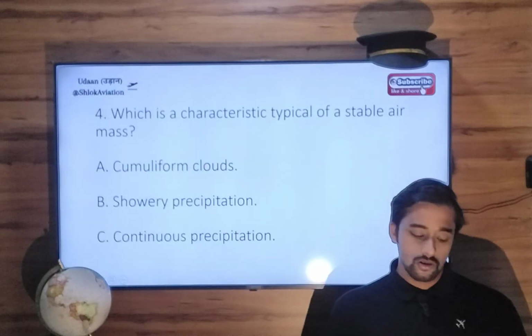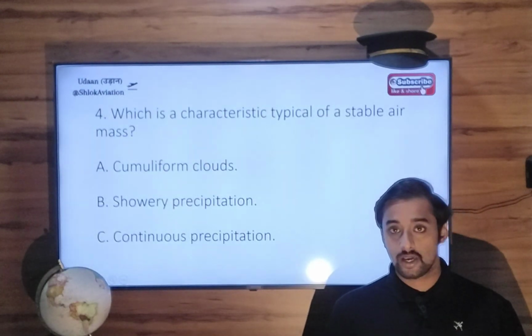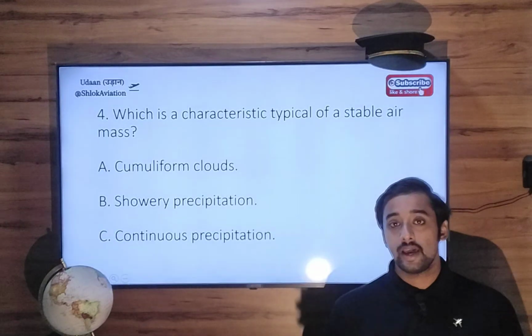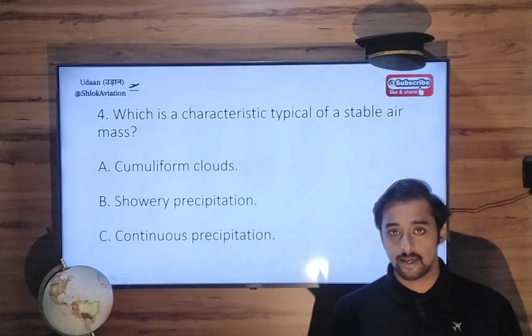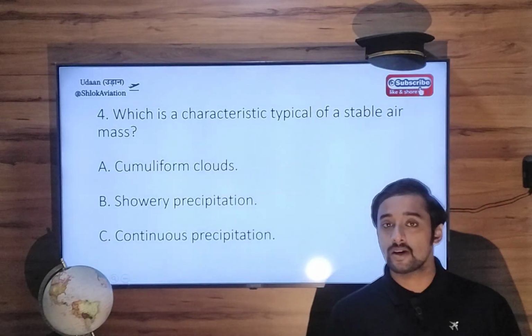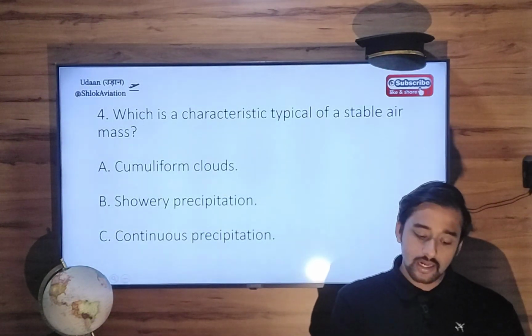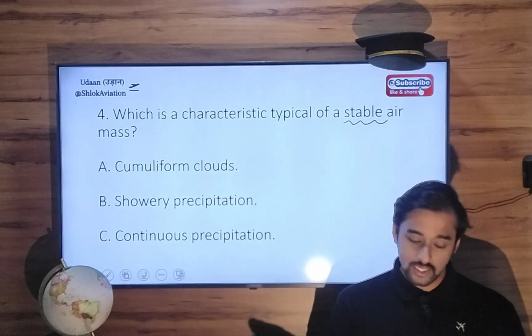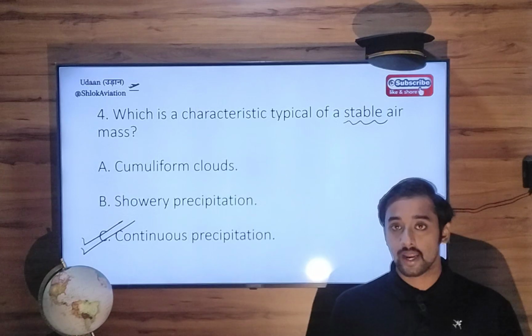Next, question 4. Which is a characteristic typical of a stable air mass? Atmosphere can be classified as stable or unstable, depending on the heating of the ground, temperature, lapse rate, etc. The characteristic of a stable air mass is continuous precipitation. Option Charlie is the correct option.